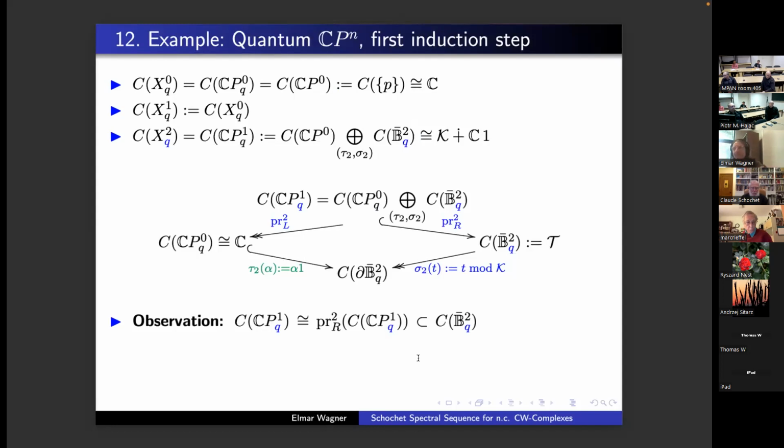And here's my example, the famous CPn, which is easy to construct. And it's a nice example for showing that we don't alter anything. So it's slightly trivial. So we start with X. So the 0 skeleton is just the point. And the point I can look at as a classical CP0.